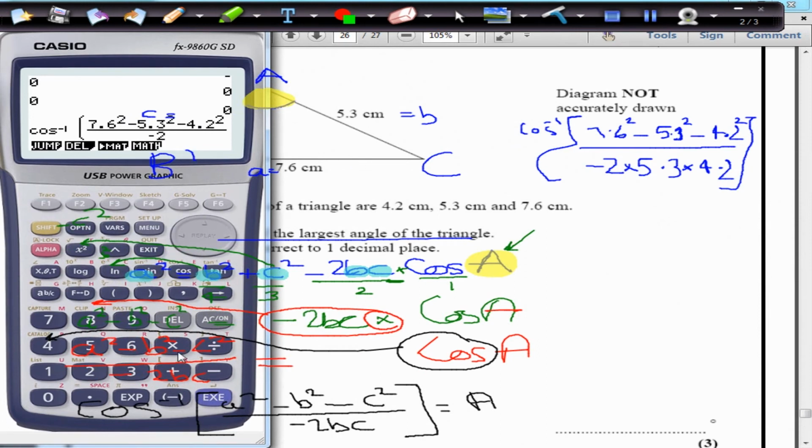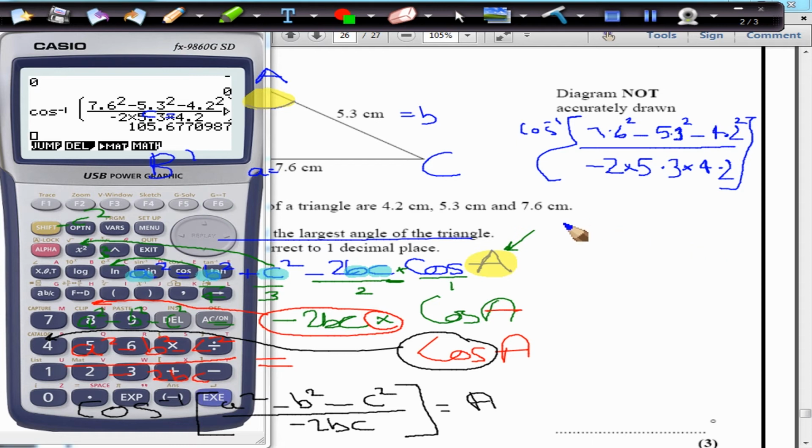So minus 2 times 5.3 times 4.2. And then you press replay to get it back up. Close the bracket. Bismillah. And that gives us an answer of, beautiful answer, alhamdulillah.